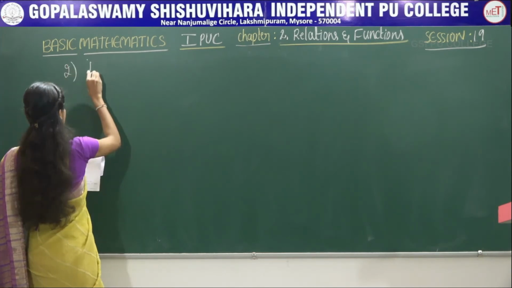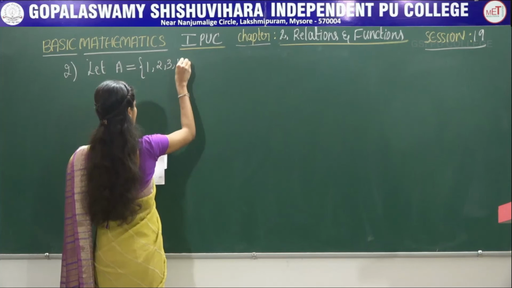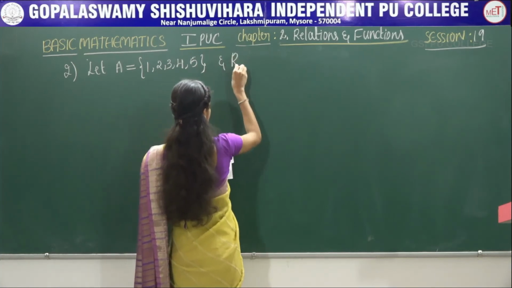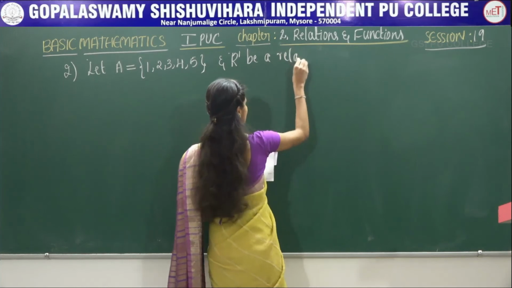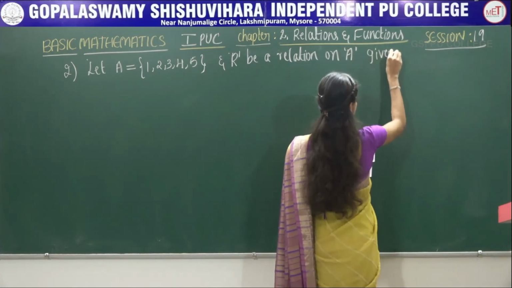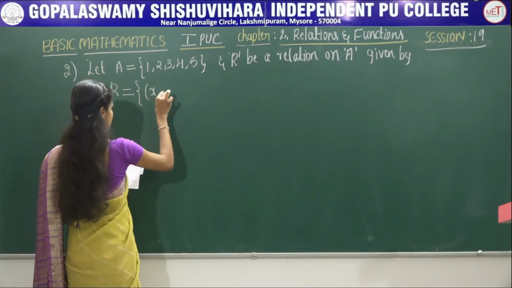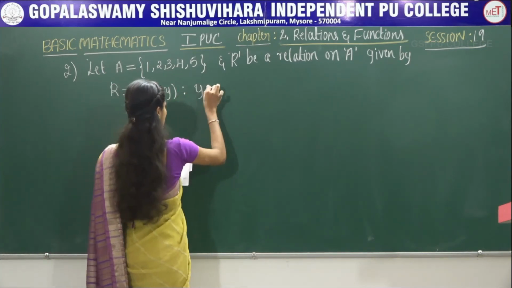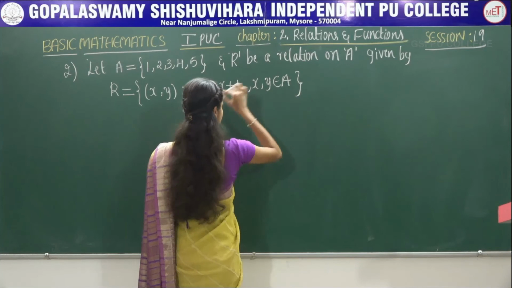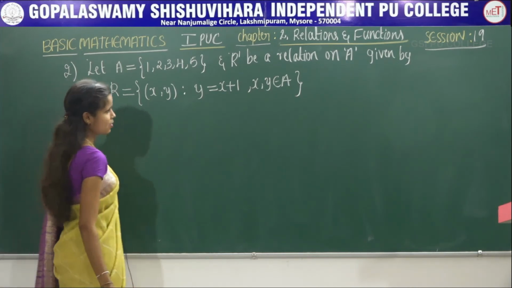Next problem, second one. Let A be the set of all elements 1, 2, 3, 4, 5, and R be a relation on A given by R is equal to the set of all ordered pairs (x, y) such that y is equal to x plus 1, where x and y belong to A. Then find R, domain, range and codomain.